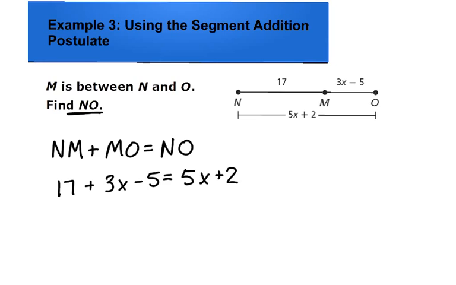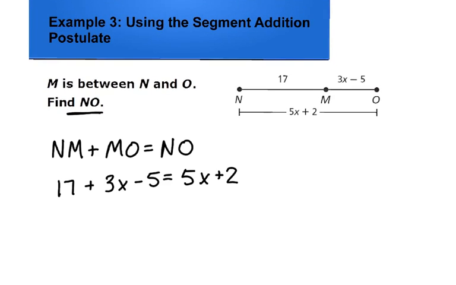Now we have a linear equation to solve here. So here is what we're going to do. First, combine like terms. Whenever we subtract 17 minus 5, those are like terms, and 3x stays the same, so let's just keep 3x as is. 17 minus 5, that's 12, and it's a positive 12. And on the other side, there are no like terms. Let's keep it like that.